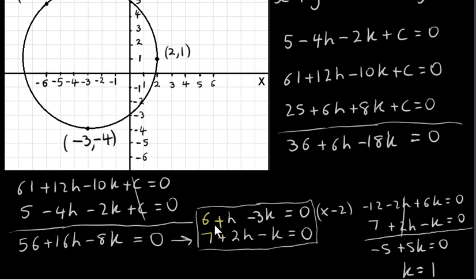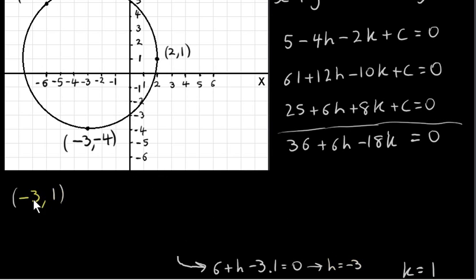With k worked out, we can find h. So we can use either of these 2 equations. So I'll take the top one here and write it out. We have 6 + h - 3 times k, where k is 1, equals 0. Solve this for h. 6 - 3 is 3. h + 3 is 0, so h must equal -3. So now we have the center of the circle. h is -3, k is 1.